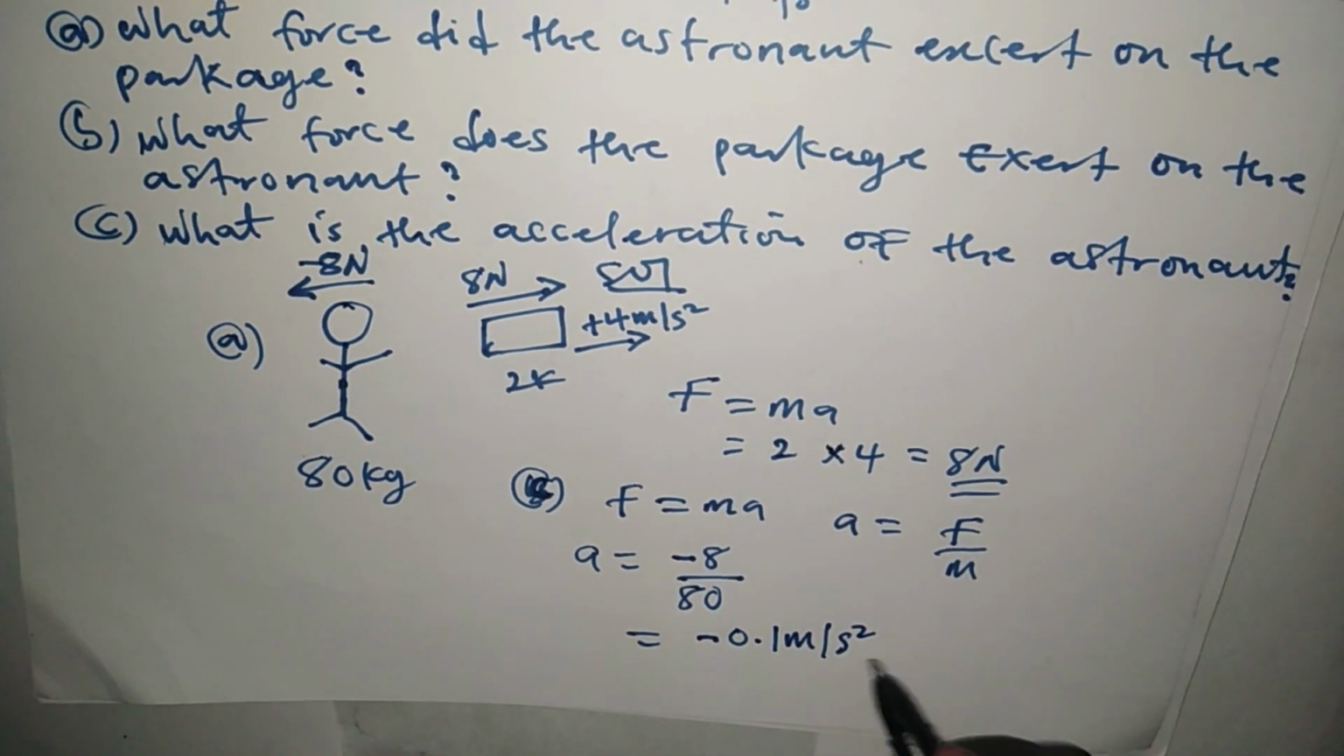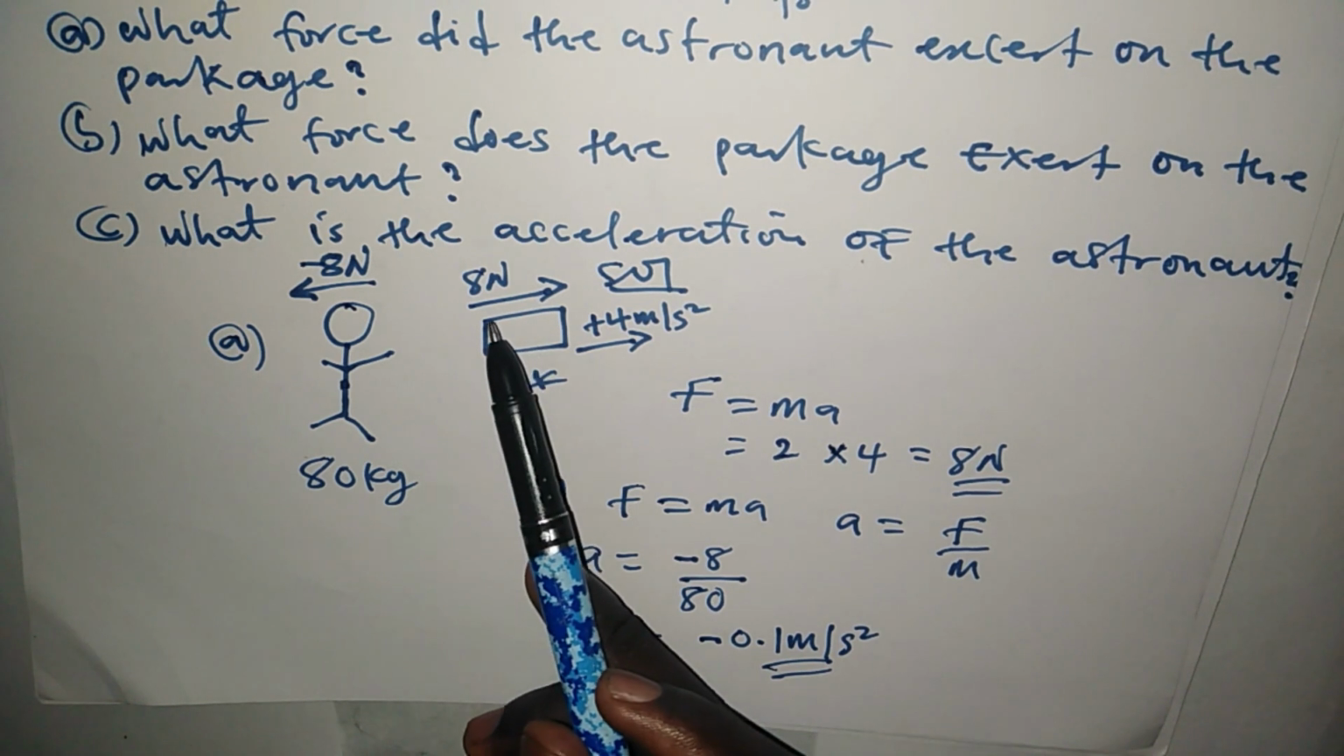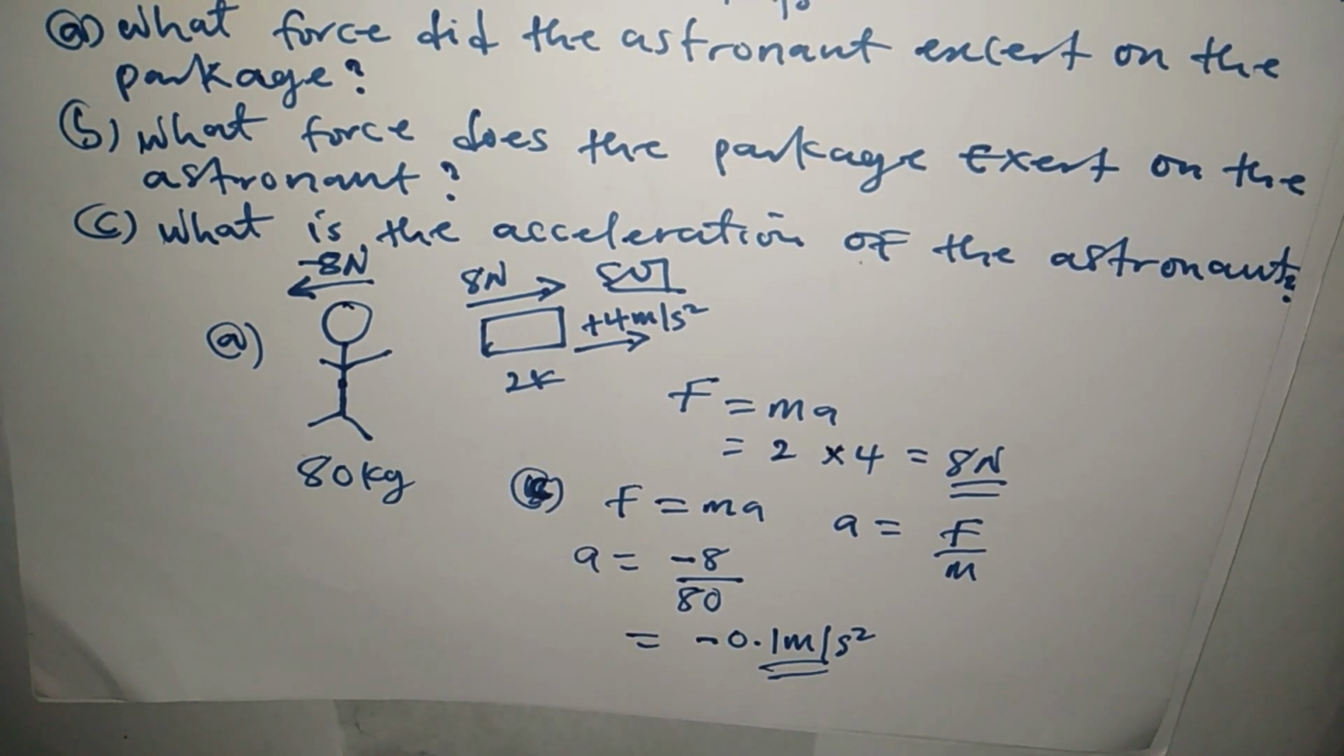Now, I want you to note this. The object with less mass has larger acceleration when the force is constant. So you see we have 8 newtons and 8 newtons. The force is constant. So therefore, the object with less mass will have greater acceleration, whereas the object with more mass will have less acceleration.